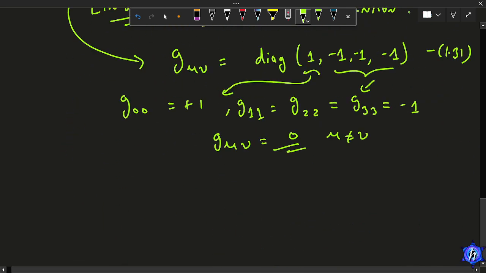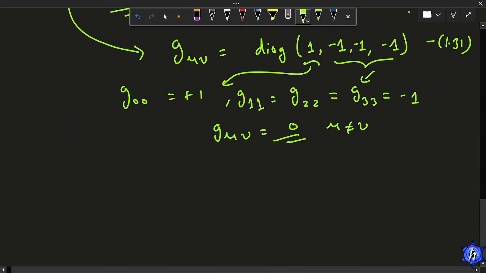Now once we have what's called the contravariant vector, we can define the covariant vector.